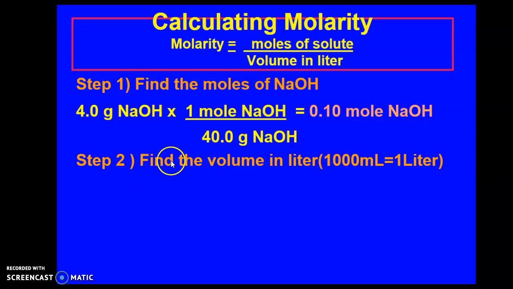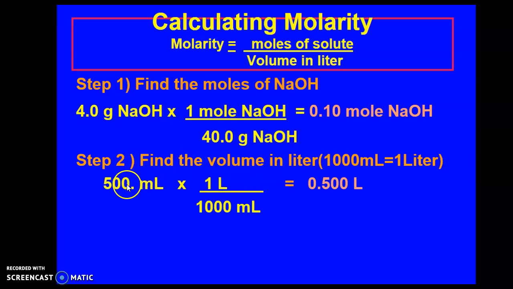So step 2 is to find the volume in liters. Remember the question was given in 500 milliliters, and 1000 milliliters equals 1 liter. So in the same way, convert 500 ml to liters. That means 500 times 1 liter over 1000 will give us 0.5 liters.